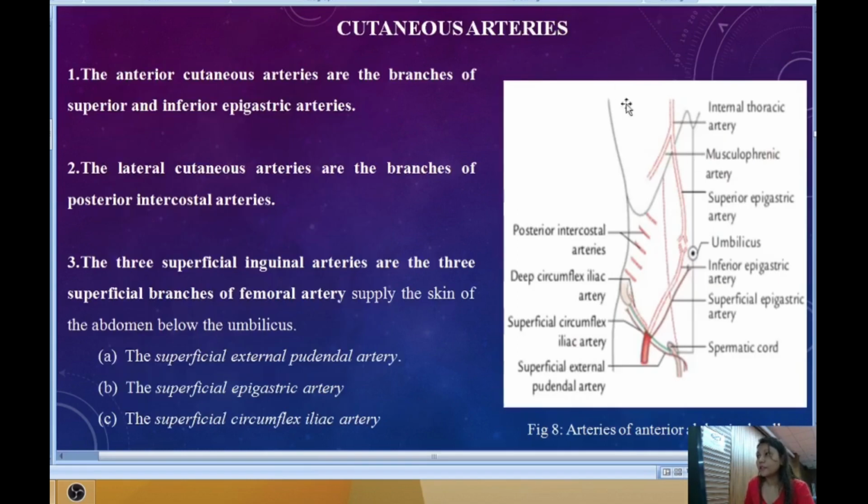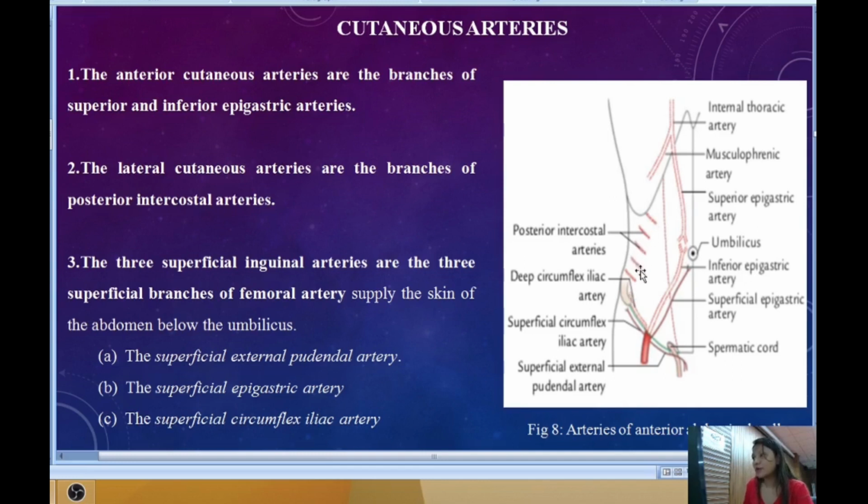Then we have the cutaneous arteries. The first one is the anterior cutaneous arteries, which are the branches of the superior and inferior epigastric arteries. This is the superior epigastric artery. This is the inferior epigastric artery. So you have the cutaneous branches from these two epigastric arteries. Then you have the lateral cutaneous arteries, which are the branches of the posterior intercostal arteries.